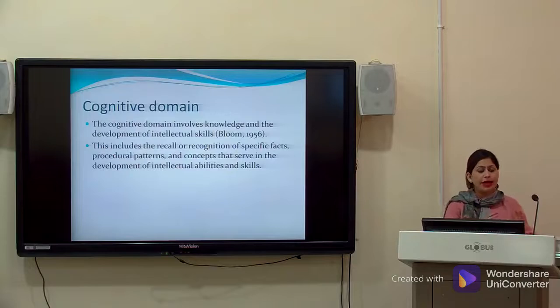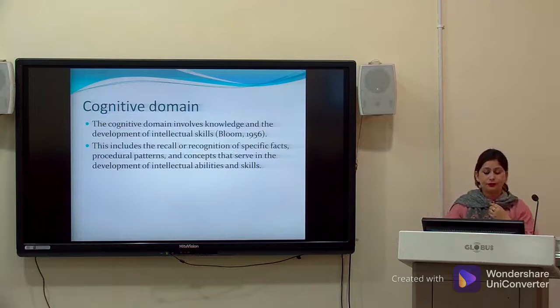So the cognitive domain inquires both higher and lower. First it starts with knowledge, and when we pass through this cognitive domain, it reaches the development of intellectual skills that range from higher to lower, the lower to higher. This includes recall, the recognition of specific facts, the procedural plans and concepts that serve in the development of intellectual abilities and skills.